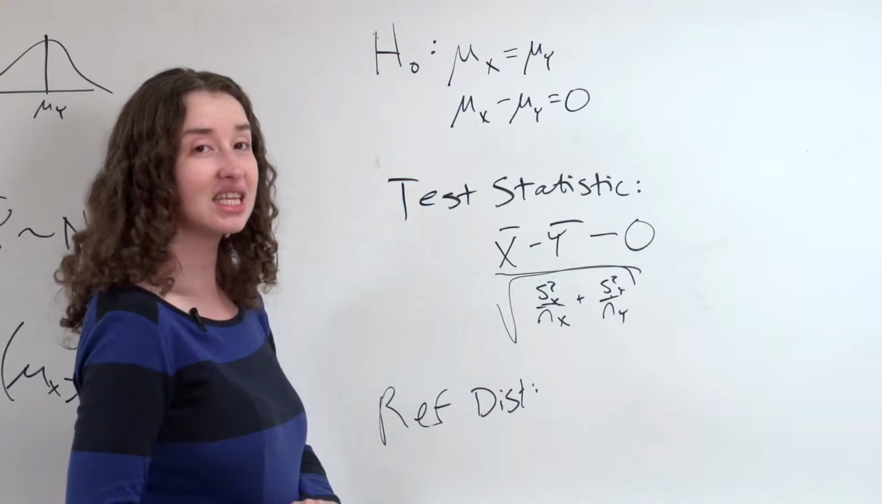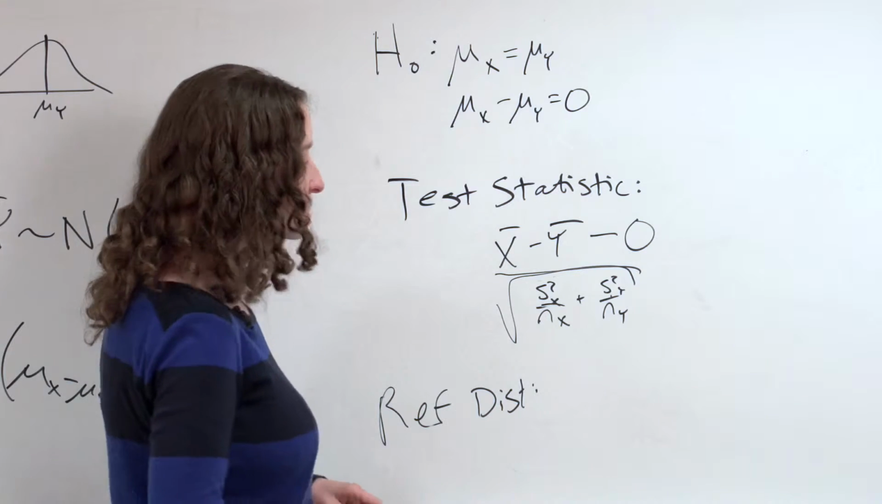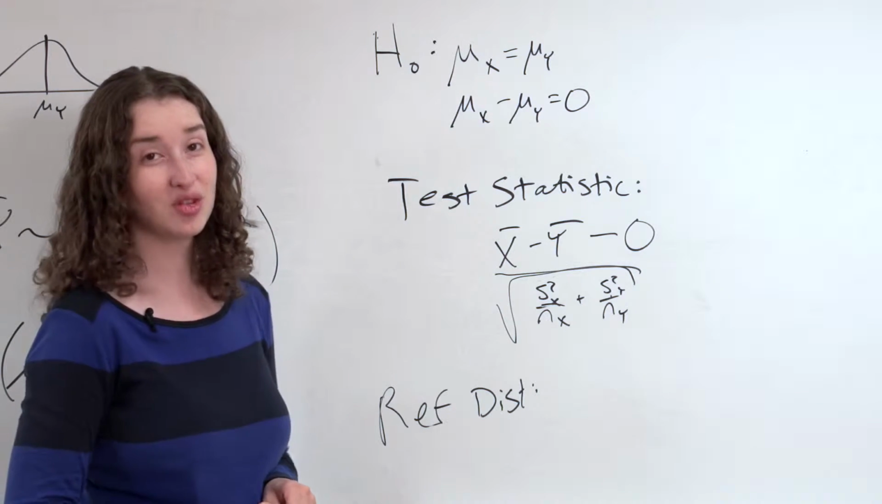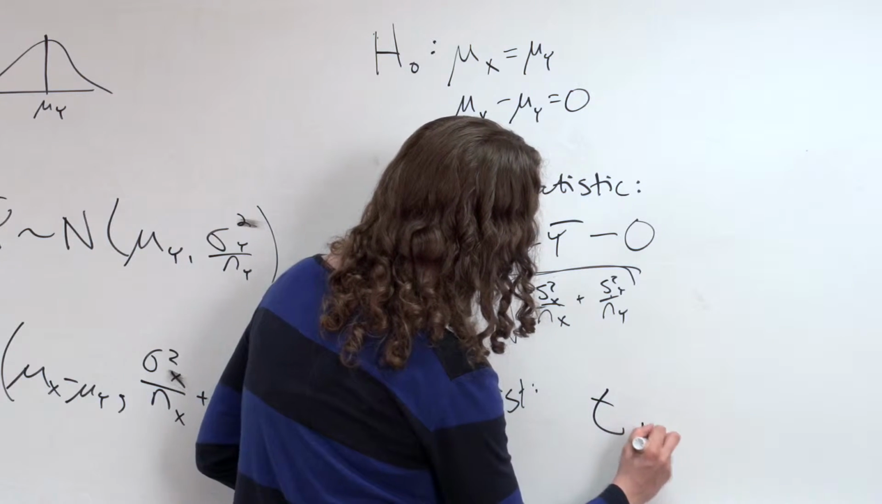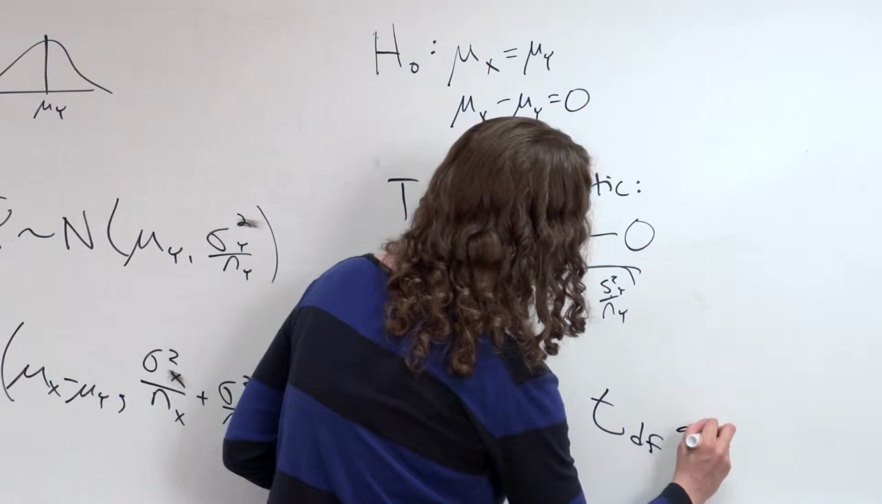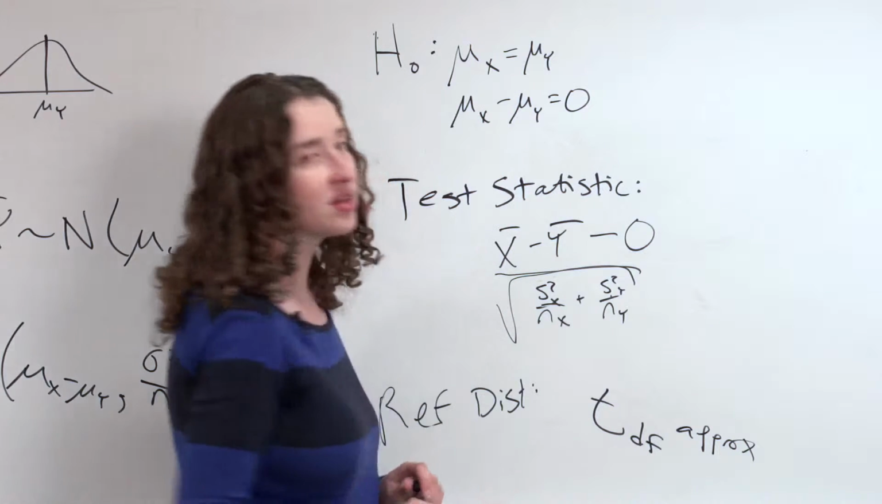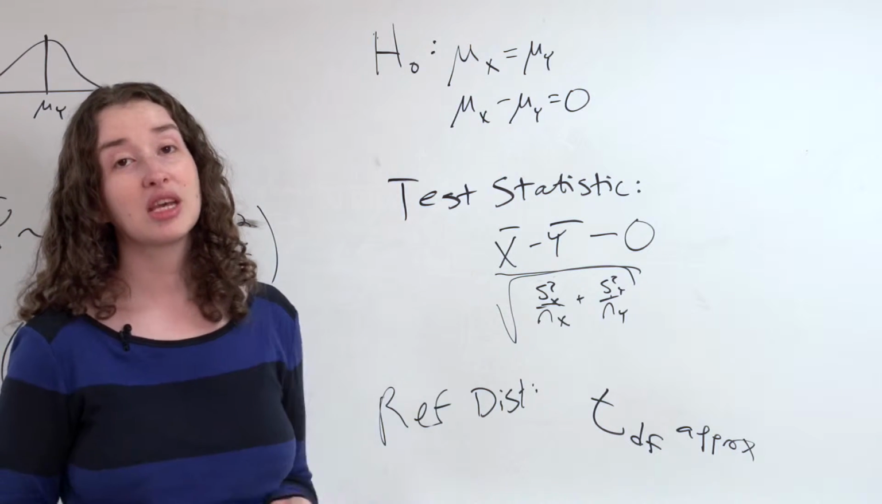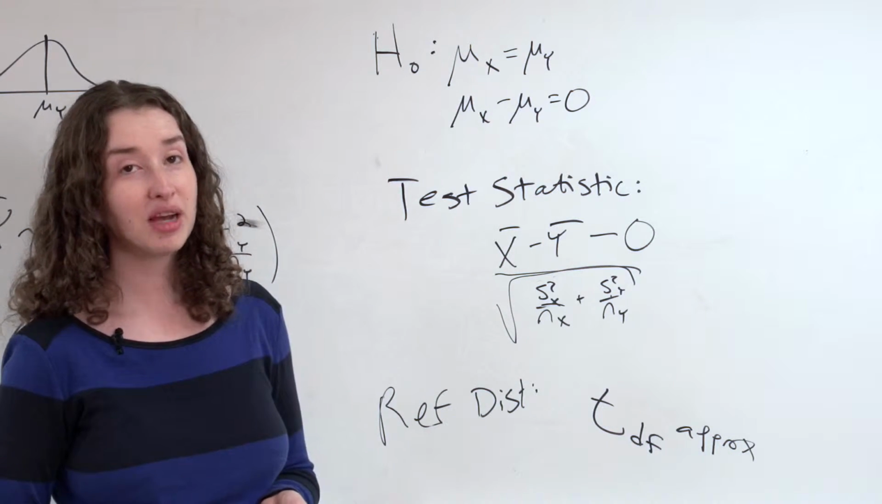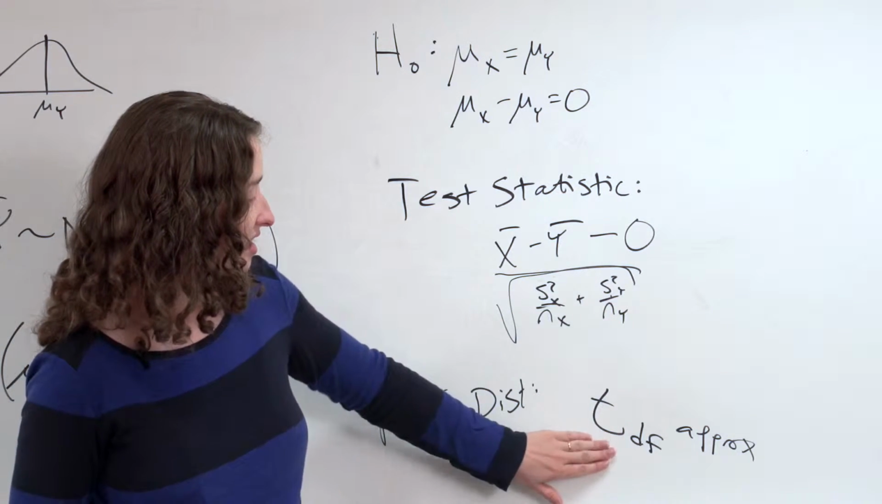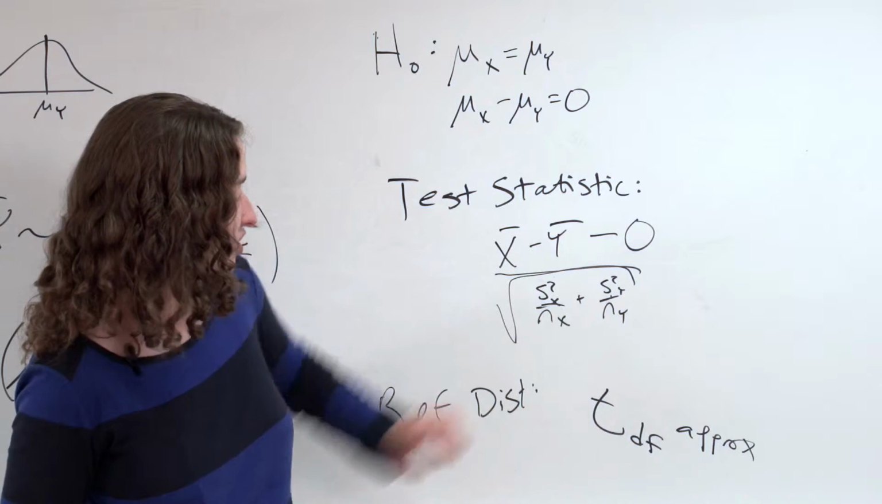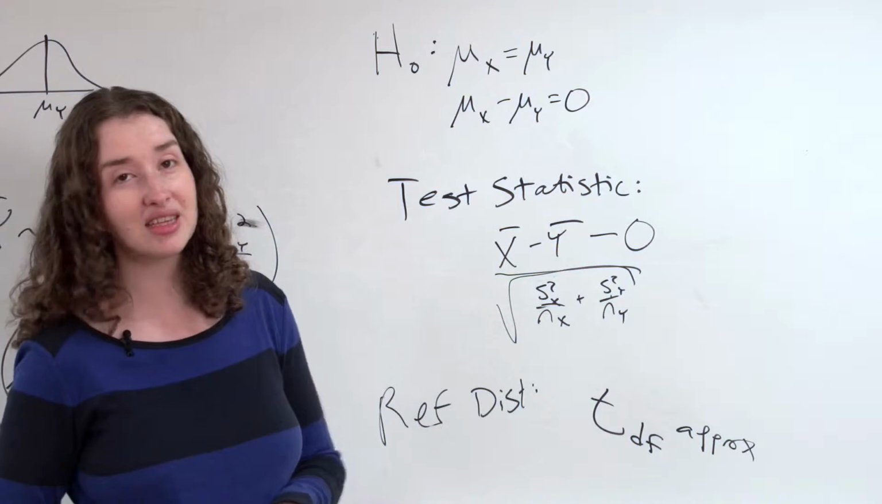Well, it's not technically going to be normal anymore. And it turns out that it's not technically a t-distribution either, but it's really close to one. So we can think of it as a t-distribution approximately with a certain degrees of freedom. What is this degrees of freedom? Well, it's estimated computationally using something called Satterthwaite's approximation. And if you use that, it's a function of the sample sizes and the variances. You get a certain number, and the reference distribution for this thing is approximately that t-distribution.